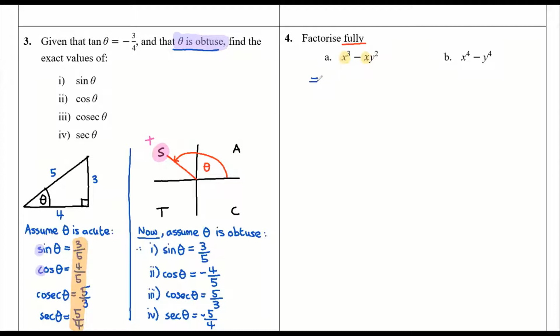So I bring the x out. So this is for part A, of course. Now let's see what's left. So we're going to have x squared, subtract, and y squared. Okay.